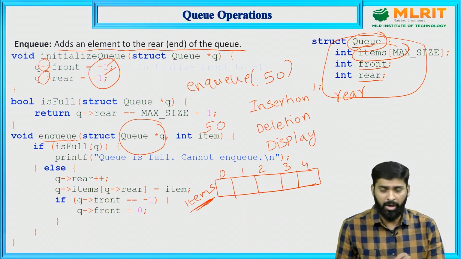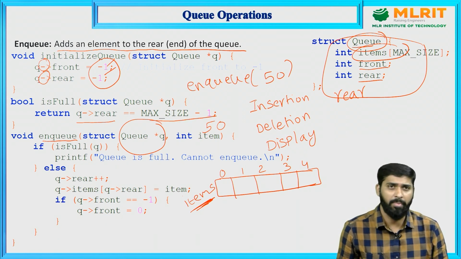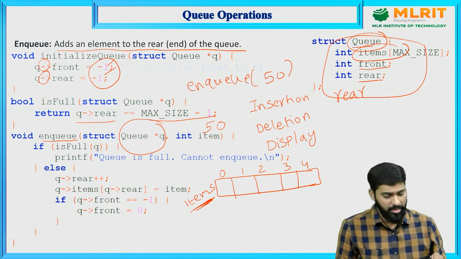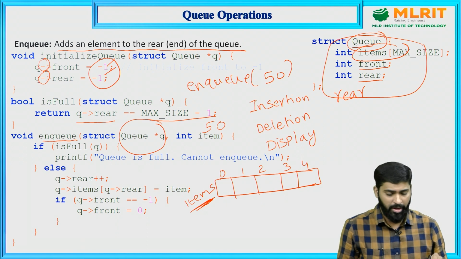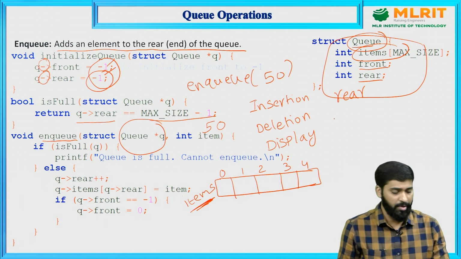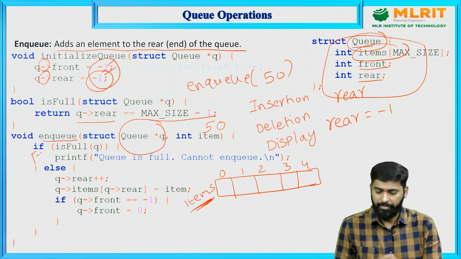How can we find whether the queue is full or not? If the rear value equals size -1, that is max size -1, then we consider the queue as full. In this case, what is the rear value? The rear value is -1, the initial value. So this condition is false, and we enter the else block.